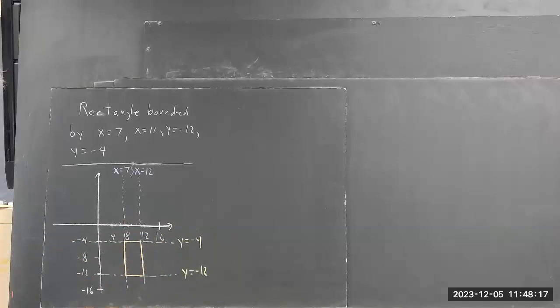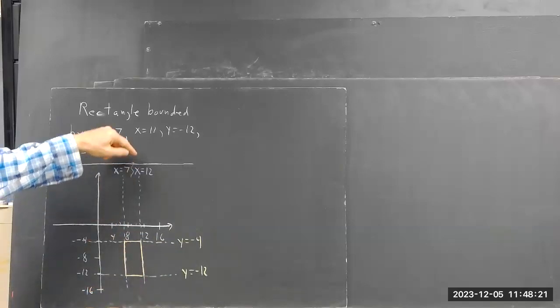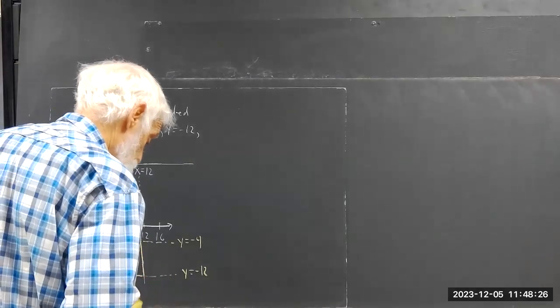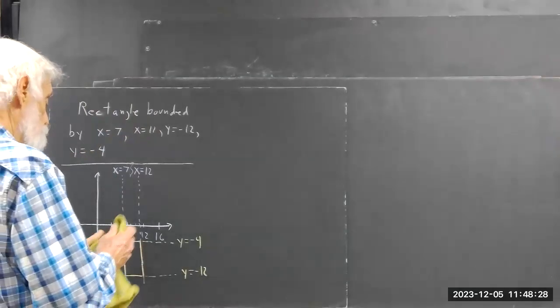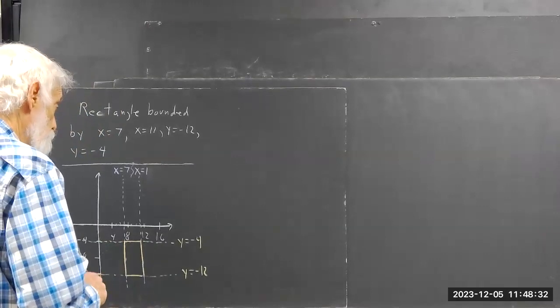Now I've got a scale on my x-axis, and I can draw the line x equals 7, and the line x equals 11, which I labeled x equals 12, which was not particularly astute of me, but that's part of the course. So x equals 11.